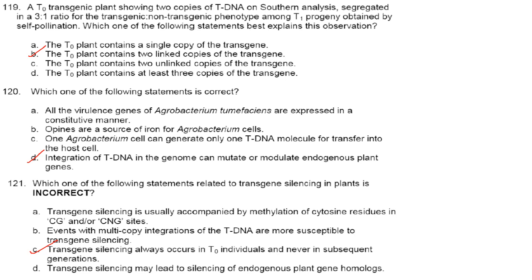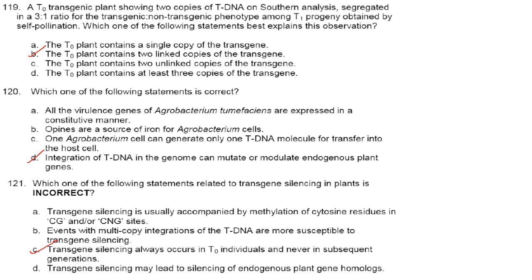So, it is a single gene. If it is a single gene integration, then the ratio of T1 is 3:1. But in the question, 2 copies of tDNA segregated in 3:1 ratio, showing that they are linked. So the answer here is option B. The plant contains 2 linked copies of the transgene. Answer is option B. Then which one of the following statements is correct?